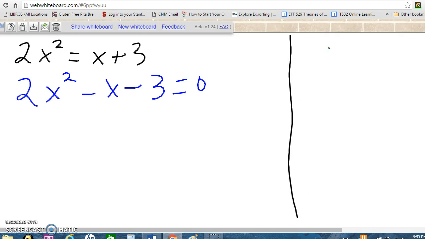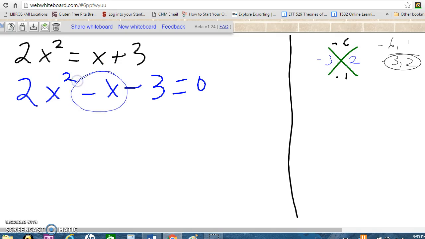So we need two numbers that multiply to give me negative 6 but added give me negative 1. I look for the factors of 6. So I have that it's either negative 6 and 1 or negative 3 and 2. So it's got to be this guy. It's going to be negative 3 and 2. So I'm going to rewrite this middle term using negative 3 and 2. So this becomes 2x squared minus 3x plus 2x minus 3 equals 0.